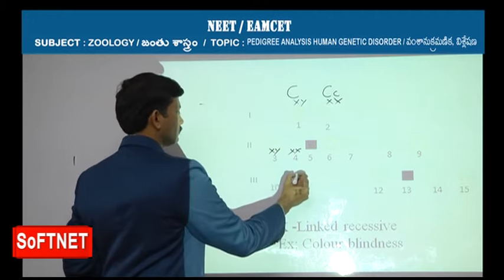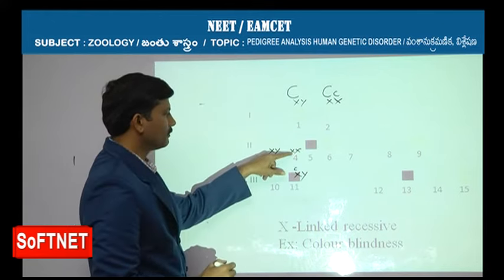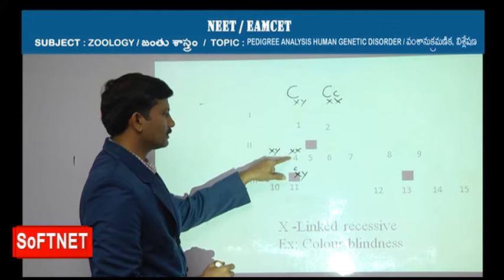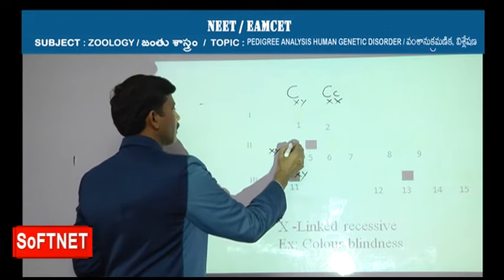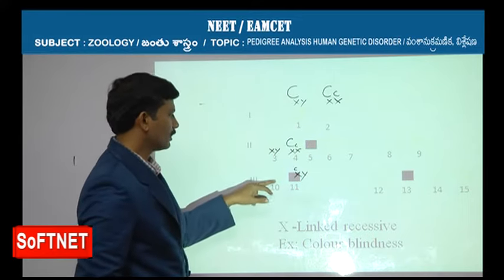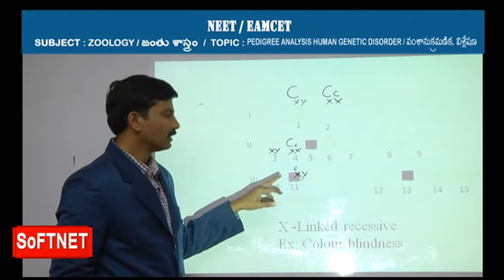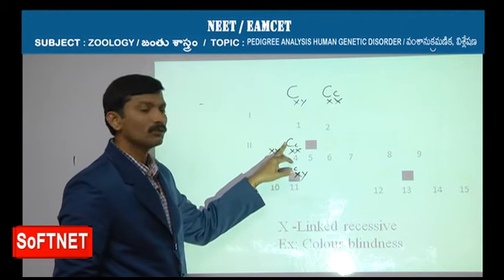And so XY, a small one. One of the females is actually carrying this one, and so she should be a carrier, whereas the other male remains unaffected. And when the other male remains unaffected, it means the mother should carry the one dominant allele.